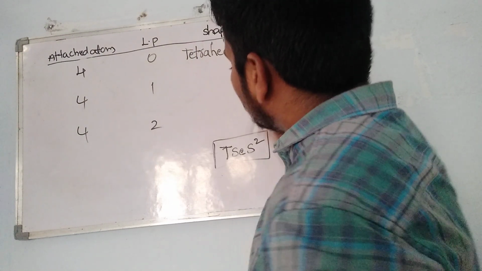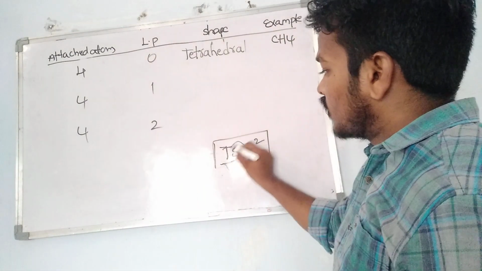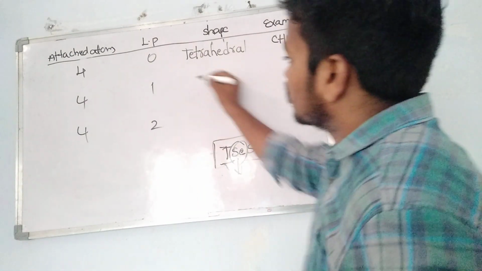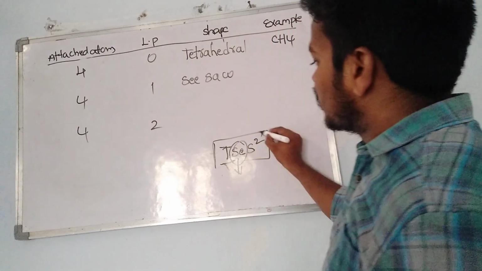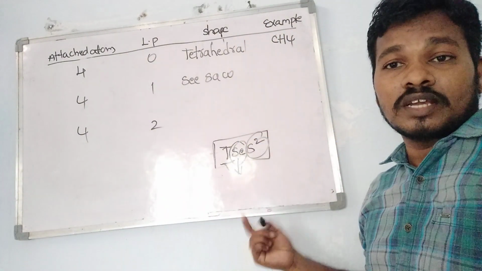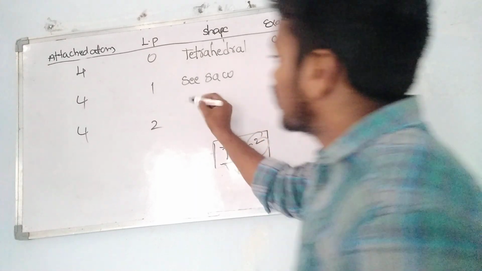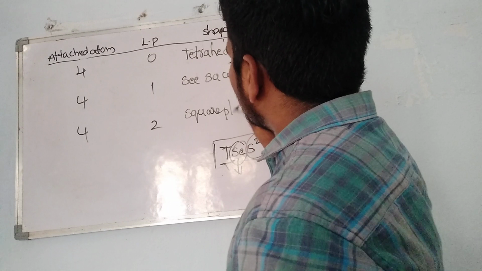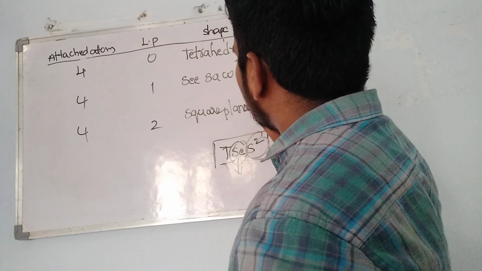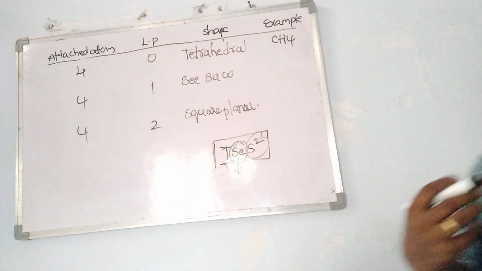Tetrahedral will be the shape. Tetrahedral. Next one, what is SC? SC is nothing but seesaw shape. Square, the name itself indicates it. The square in the sense square planar. Square planar. So you can make it everything like this, and automatically you can remember everything easily.